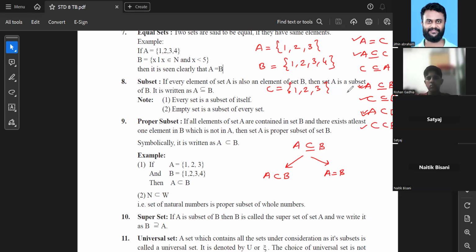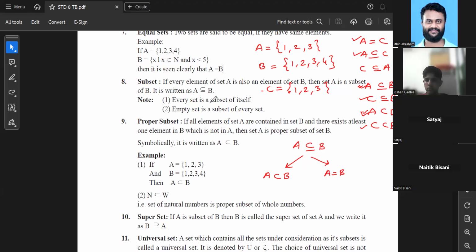Yes, sir. So understood. If equal, it is still a subset; if included, it is still a subset. For example, in this case A is equal to C, hence they are subsets. And in this case, A is included in B, hence they are also subsets. Understood. It's like less than or equal to. Keep it in mind like this.